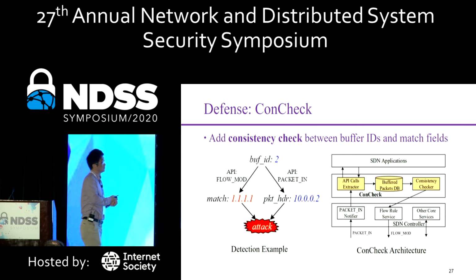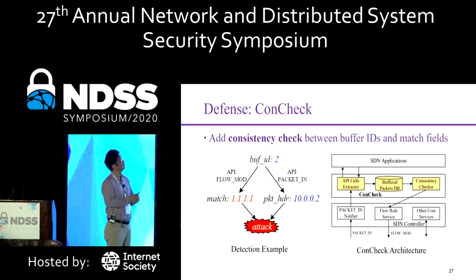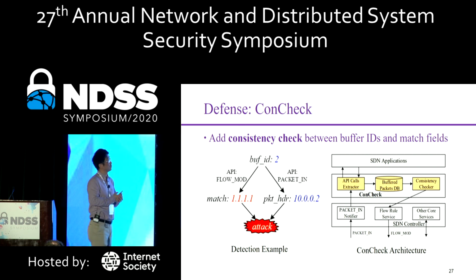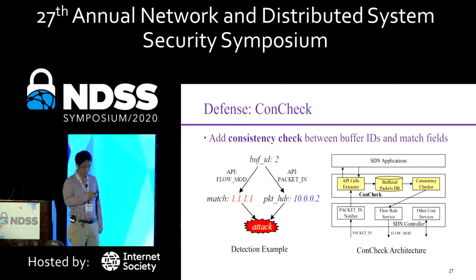After we deploy our defense, called the checker, if for a packet-in message the packet header has one value, and the flow mod has the same buffer ID but the match field has a different IP address, we will see that there is a conflict. We can detect the attack.